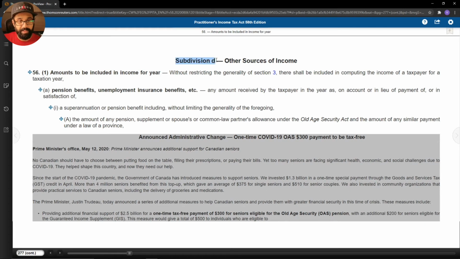And we can see in subdivision D is where we are now, other sources of income. 56 subsection 1, amounts to be included in income for the year. So without restricting the generality of section 3, there shall be included in computing the income of a taxpayer for a taxation year. In other words, you should include the following amounts, paragraph A, B, C, D. Let's go to paragraph N.